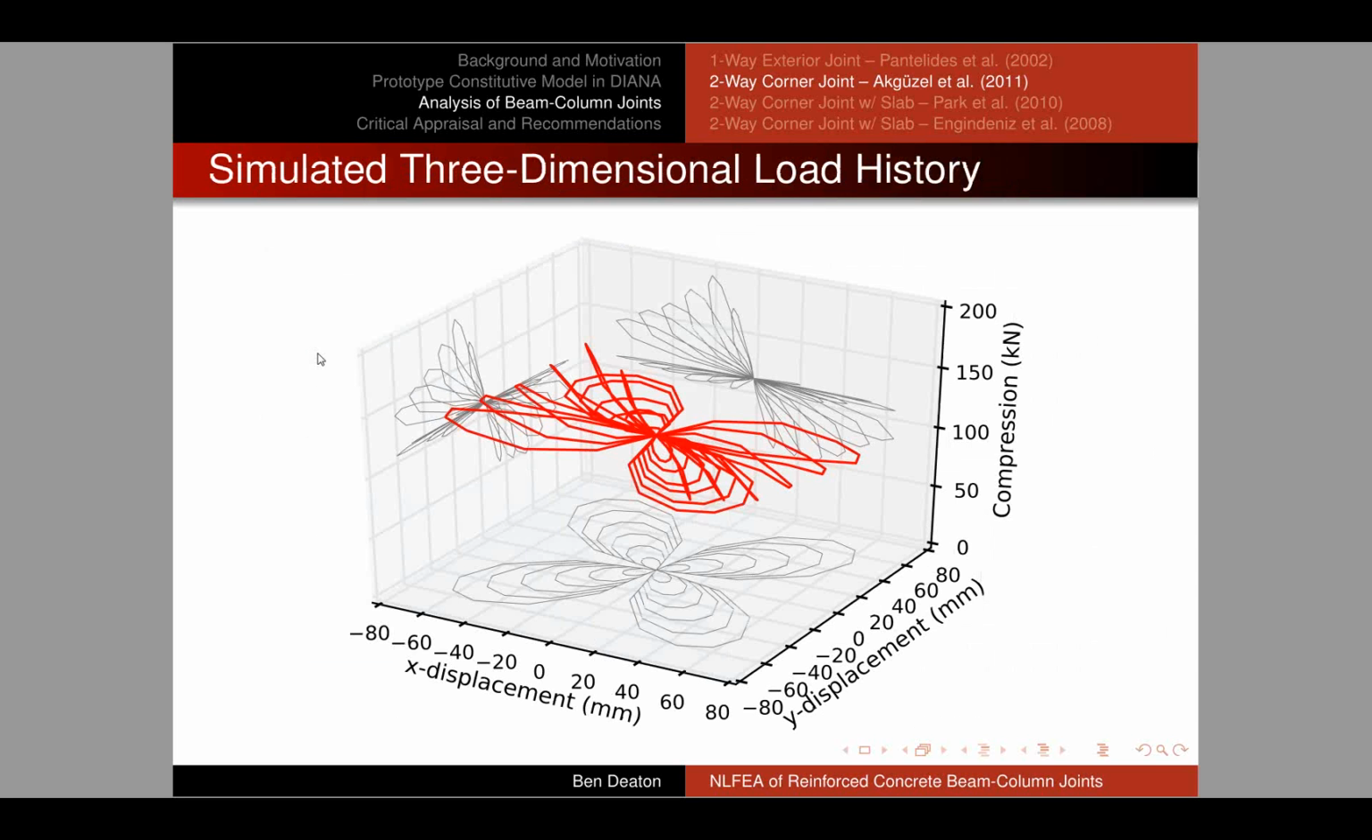So I explicitly modeled these factors with the 3D load history. So the X and Y displacements were provided in displacement control, and the column axial force was cycled simultaneously using force control.